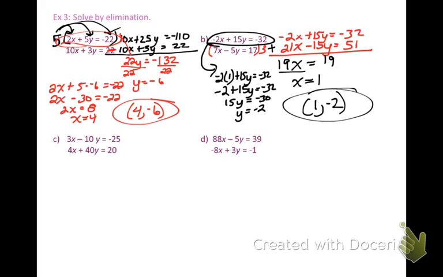Now, if you had to do C and D, we're not going to do it, but I'm going to show you what I would do. I would multiply C by 4 because I want to get this to be 40. And D, I would multiply this by 11 to make this 88.